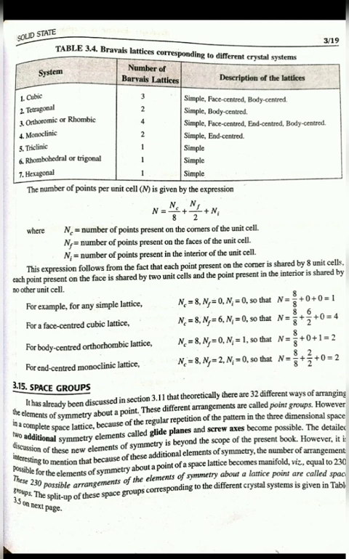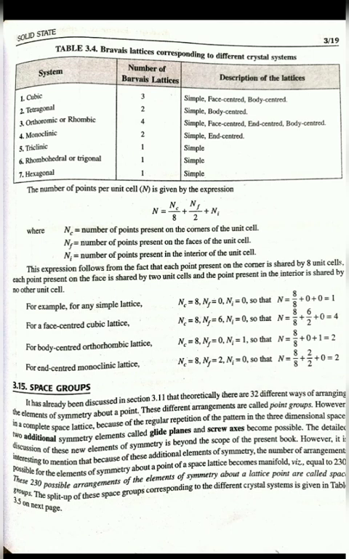For example, for any simple lattice, nc = 8, nf = 0, ni = 0, so that n = 8/8 + 0 = 1. For a face-centered cubic lattice, nc = 8, nf = 6 and ni = 0, so that n = 8/8 + 6/2 + 0 = 4. For a body centered orthorhombic lattice, nc = 8, nf = 0 and ni = 1, so that n = 8/8 + 0 + 1 = 2. For an end centered monoclinic lattice, nc = 8, nf = 2 and ni = 0, so that n = 8/8 + 2/2 + 0 = 2.